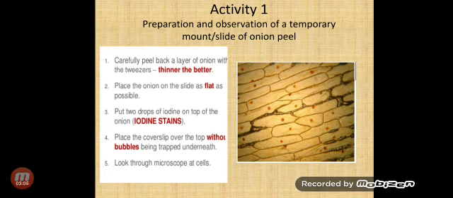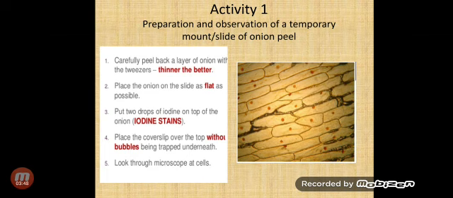After adding the water, with the help of a thin brush, you can transfer the thinnest onion peel to the slide, and you can add 2 to 3 drops of saffron or iodine solution on the onion peel which is placed on the slide, and then cover it with the cover slip. While you are covering it with the cover slip, make sure that there are no air bubbles between the slide and the cover slip, because if air bubbles are formed then it will disturb our observation. Once the cover slip has been placed, our temporary slide is ready for observation.